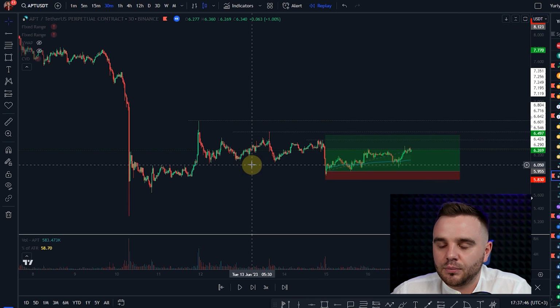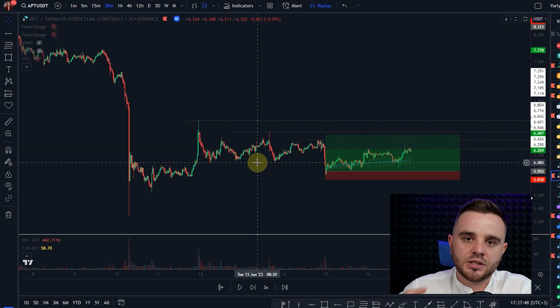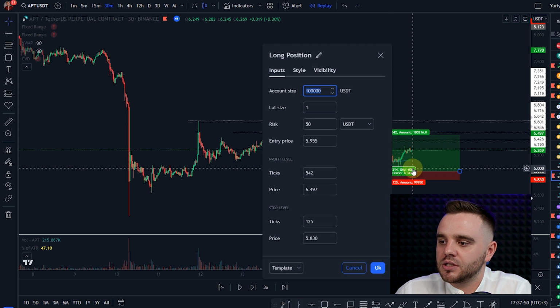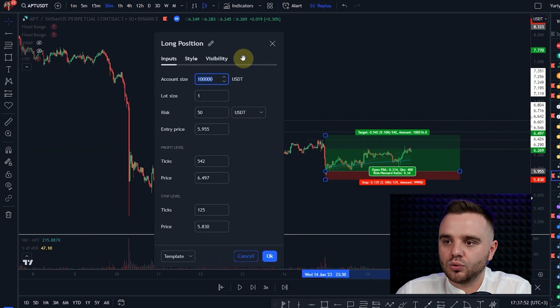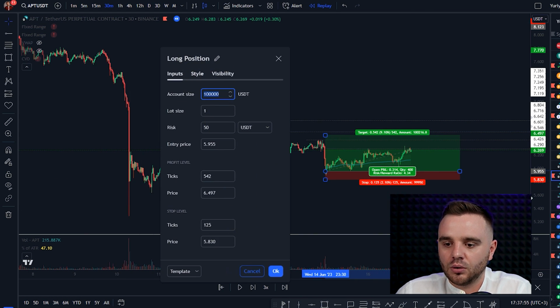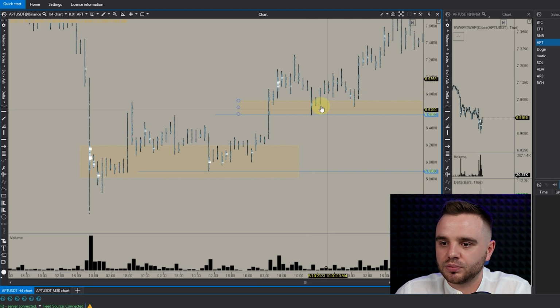What would be a take profit and position size? About position size, remember that we calculate position size with this tool on TradingView. Or you can use the same stuff in ATAS, an order flow platform that I use.